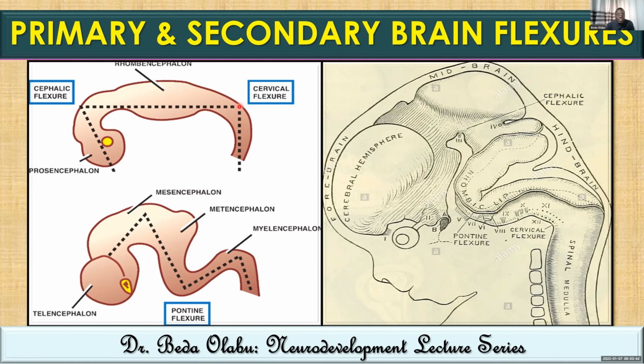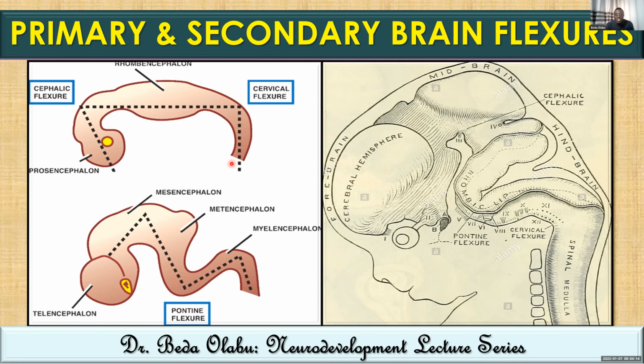Then we have this other one that forms between rhombencephalon and the future spinal cord. We call it the cervical flexure. Cephalic flexure and cervical flexures are primary brain flexures. They are ventral flexions. They make the brain tilt twice on the ventral side. So that will make the brain bend so much.